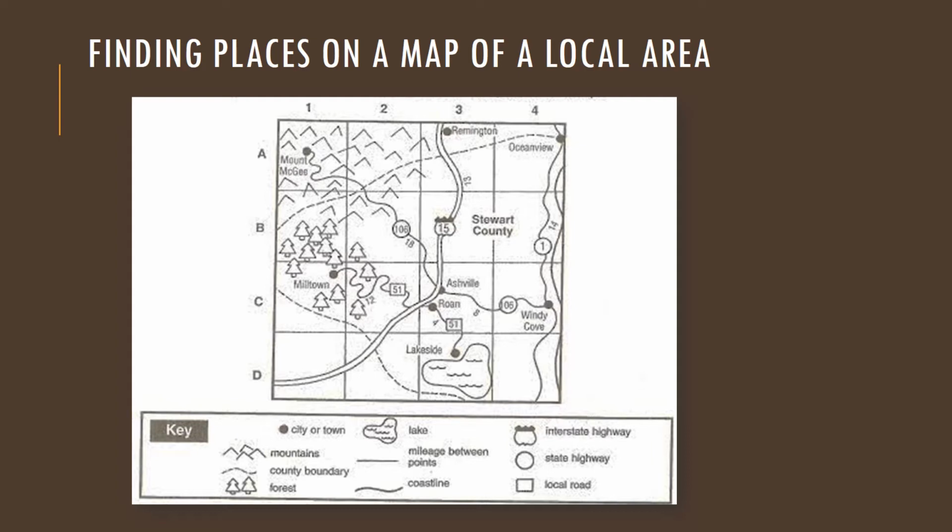That's correct. The grid reference for Milltown is C1. And so, let's say I wanted you to find out which grid references the Interstate 15 highway covers. As we can see, the Interstate highway, the one written number 15, covers 1, 2, 3, 4, 5, 6. It covers 6 grid references.